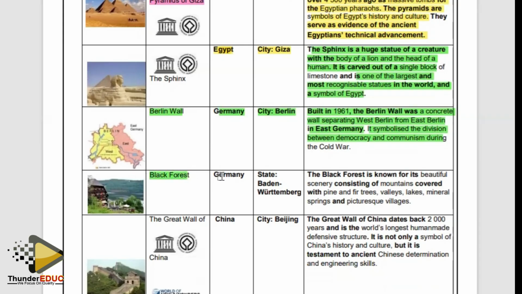The next icon, also in Germany, is known as the Black Forest. It is located in the Baden-Württemberg state. The Black Forest is known for its beautiful scenery, consisting of mountains covered with pine and fir trees. It also has valleys, lakes, mineral springs, and picturesque villages, which give a very good scenic view of the landscape. So that is the Black Forest.